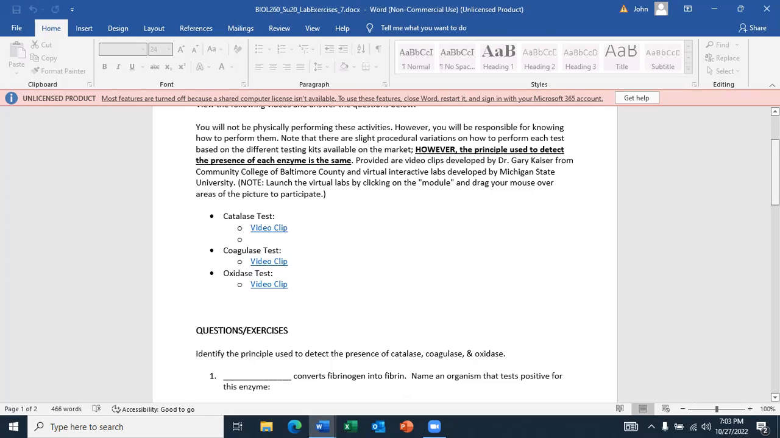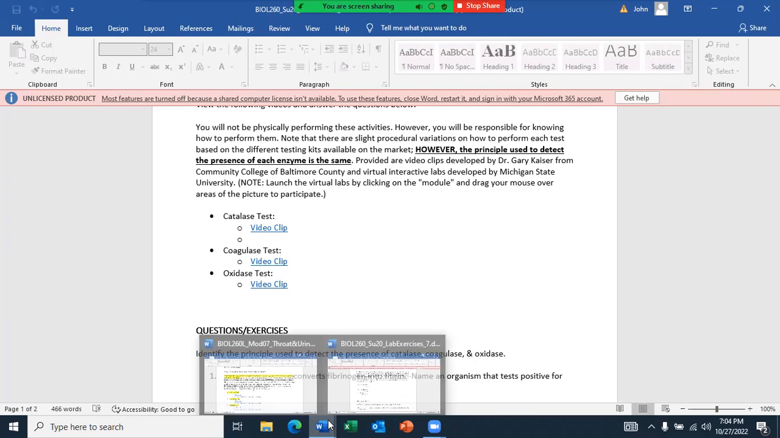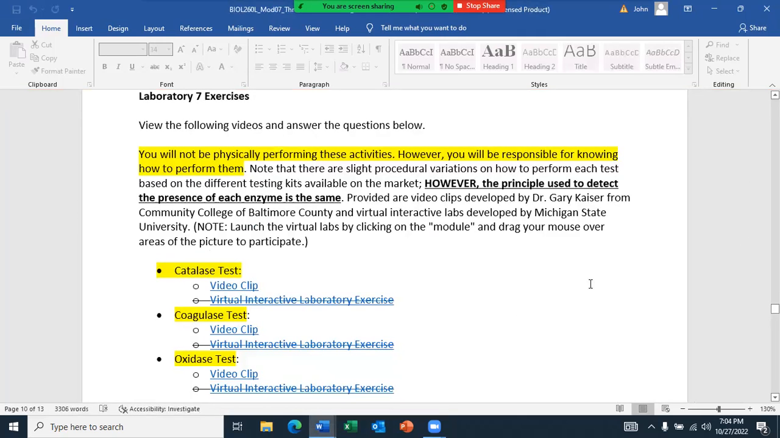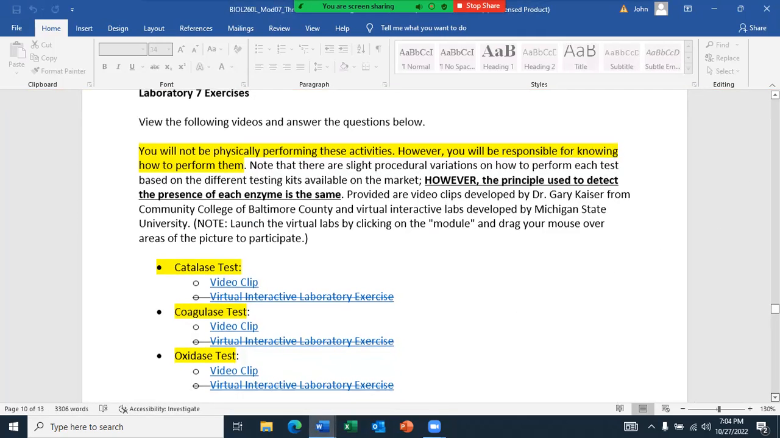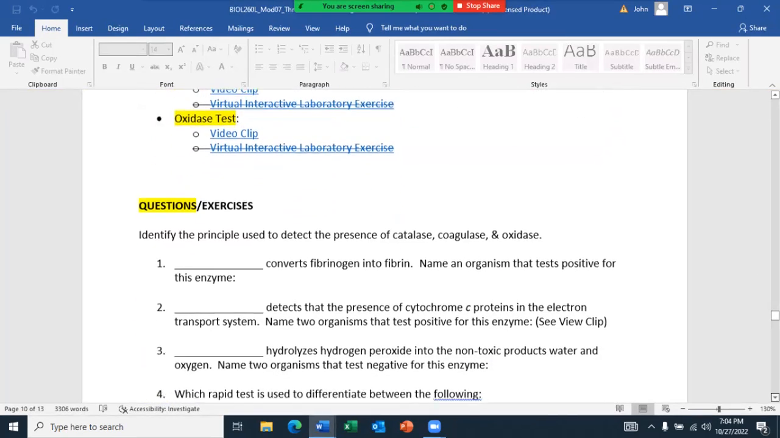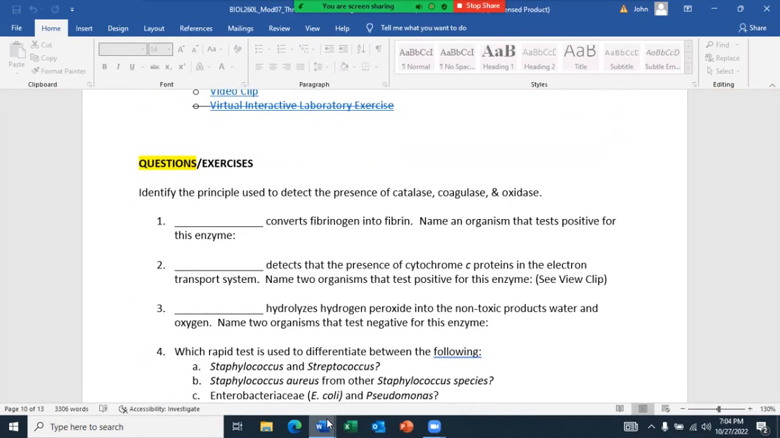There are some slight procedural variations for how you perform each test, but we will go with the video clips that we're showing you. There's a video clip for the catalase test, a video clip for the coagulase test, and a video clip for the oxidase test. So watch the different video clips, and then answer the questions.